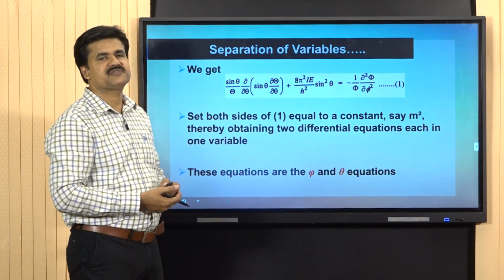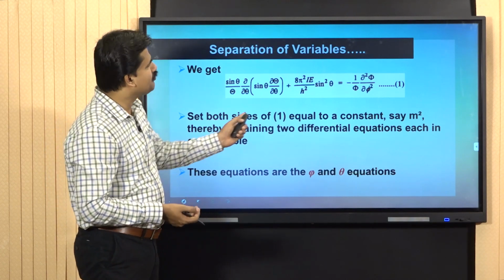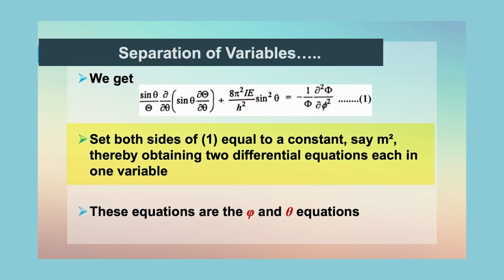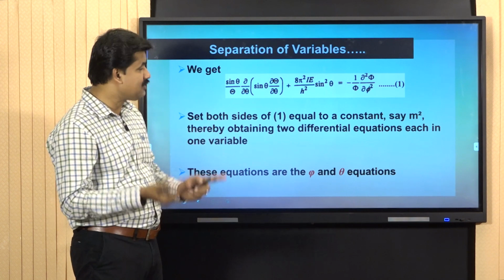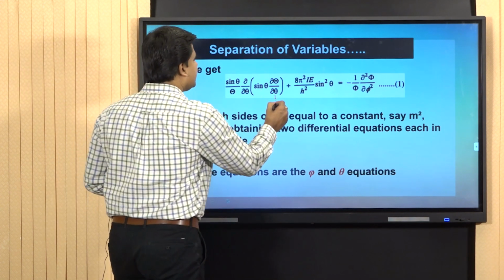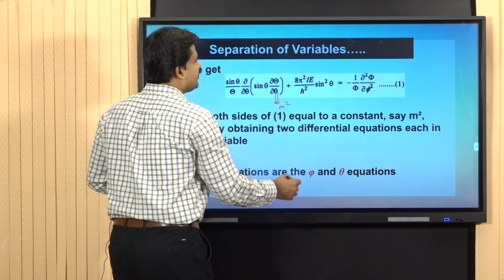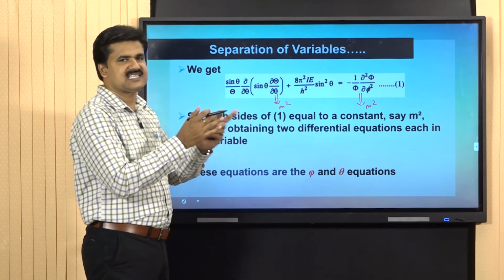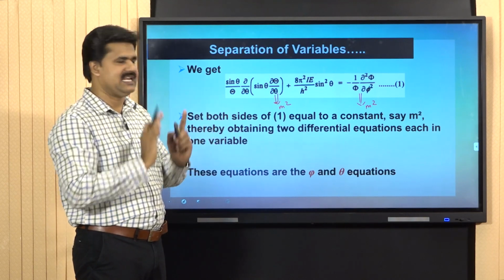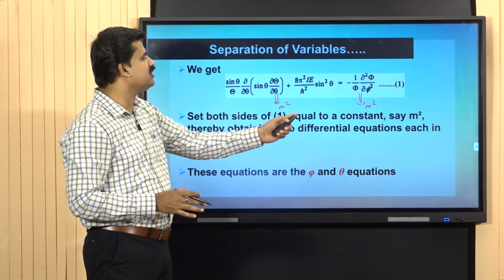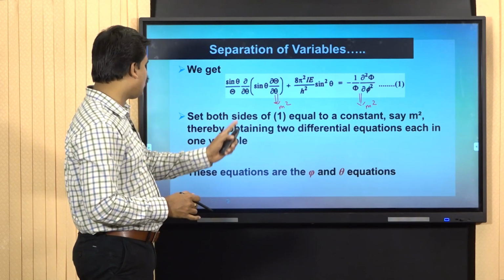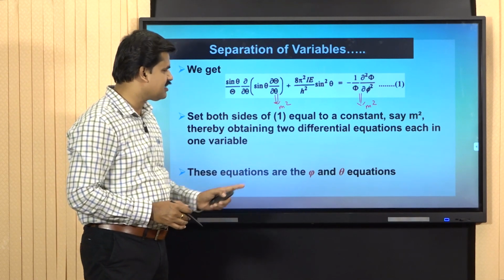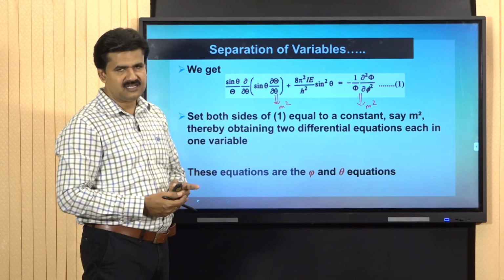For the completion of the method of separation of variables, set both the sides of equation 1, the left hand side and the right hand side, independently equal to m square. That means the left hand side is equal to m square and the right hand side is also equal to m square, such that we can separate RHS from LHS. Thereby we get two differential equations, each in one variable. These equations are the phi equation and the theta equation.